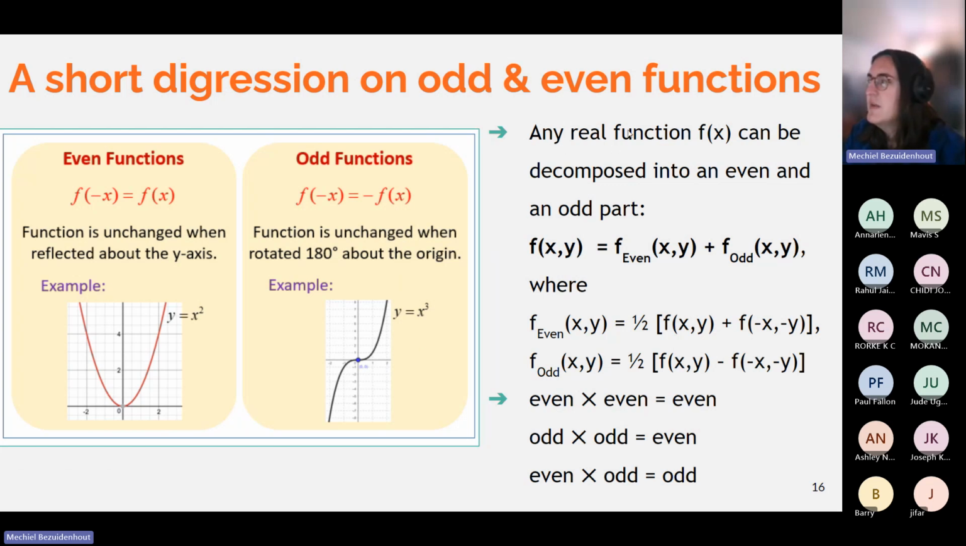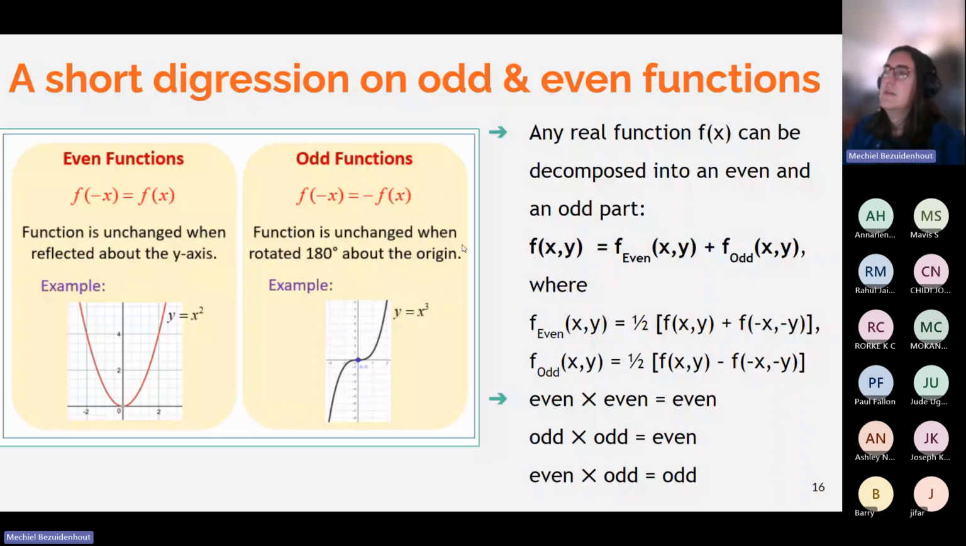And there's a theorem in mathematics that states that any real function, f of x, can be decomposed into an even function and an odd function. So if you have a function f of x and y, then you can write it as a sum of an even function and an odd function, which are given by these equations. Also important to know is if you take an even function multiplied by an even function, you get back an even function. Odd times odd is even, and even times odd, or odd times even, is odd.